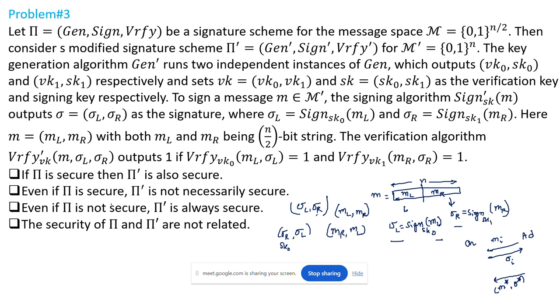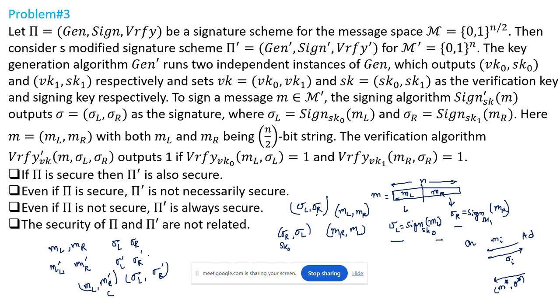But yes, your approach is correct in the sense that you can query the signing oracle for ml mr and get sigma l sigma r, and you can query the signing oracle with some ml dash mr dash and get sigma l dash sigma r dash. Now you can say that for message ml and mr dash, sigma l and sigma r dash are the correct signature pair, or ml dash and mr, sigma l dash and sigma r is also a valid message signature pair, right?